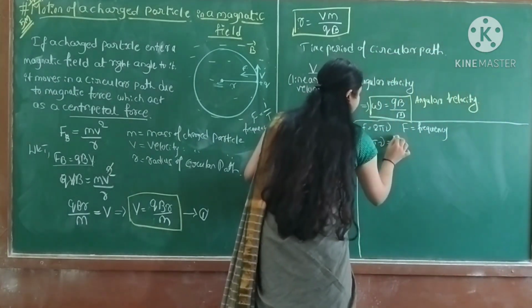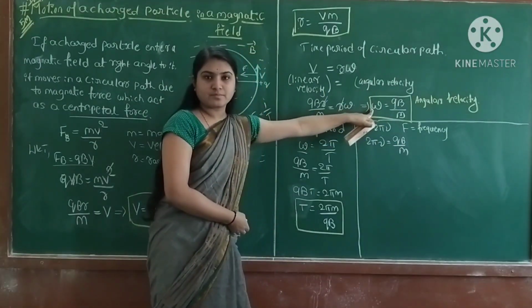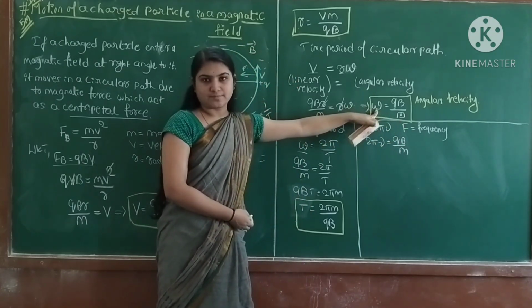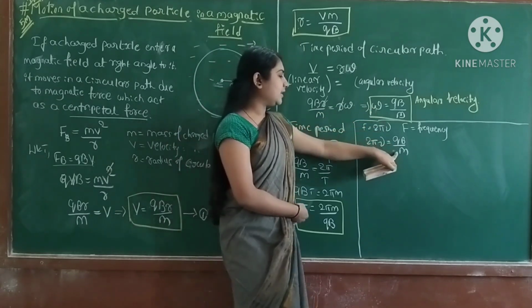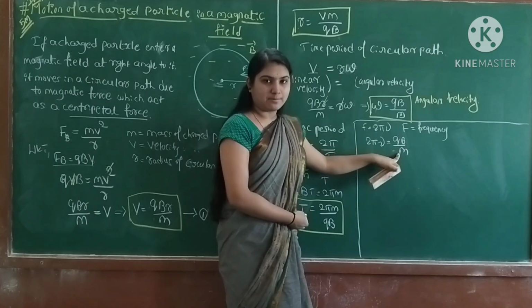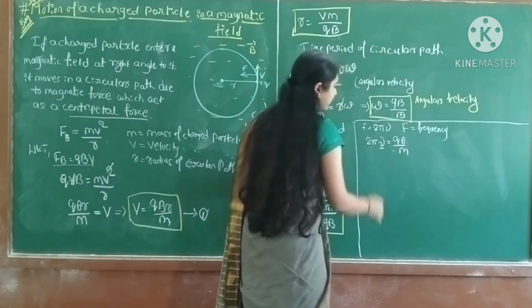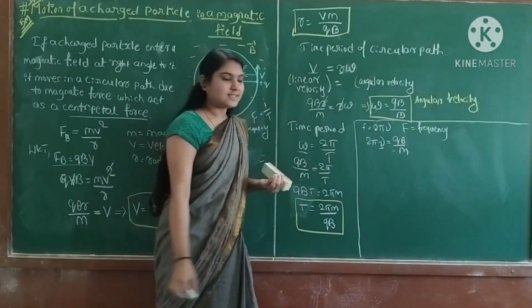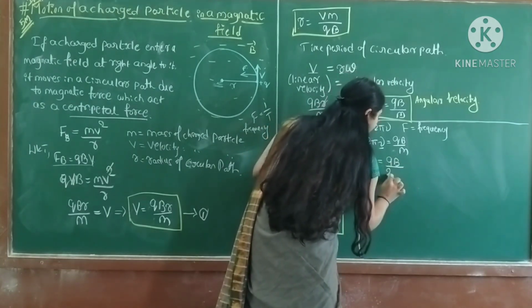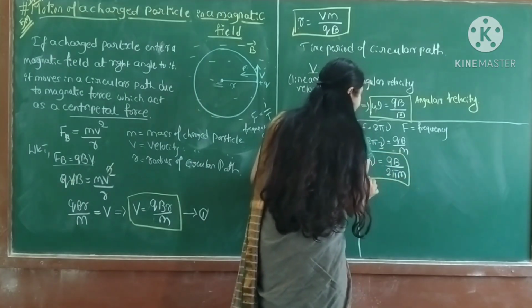QB by M. Here omega is nothing but the angular velocity. That only I consider here. 2 pi mu is equal to QB by M. Now I have to consider that this is the frequency. So mu is equal to QB by 2 pi M. This is our frequency.